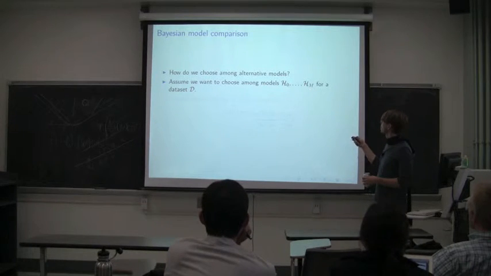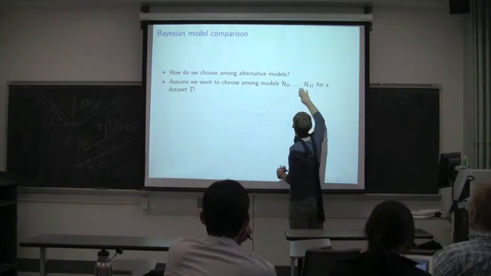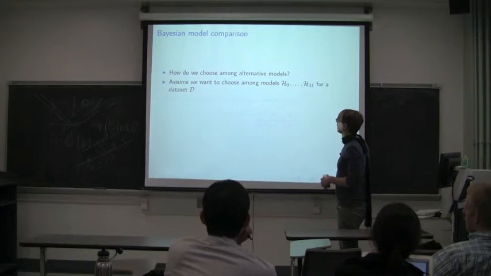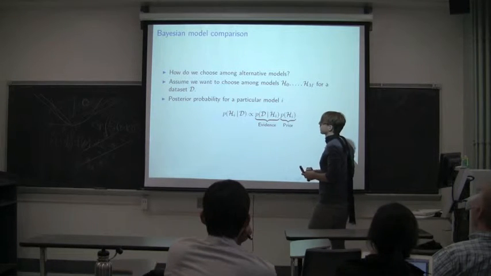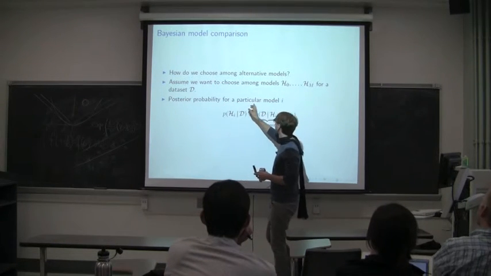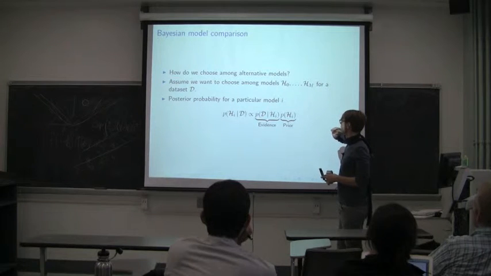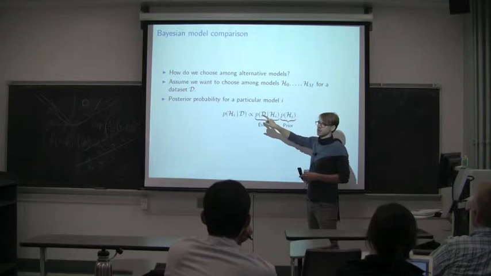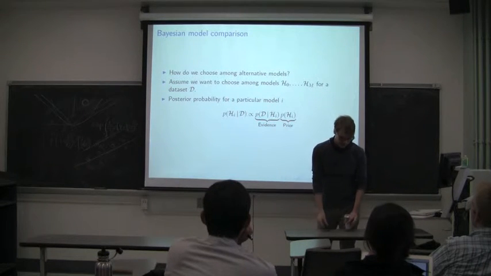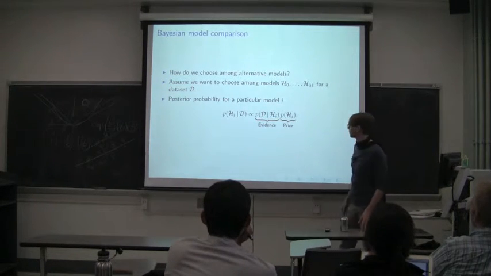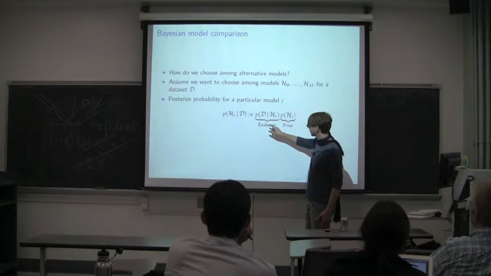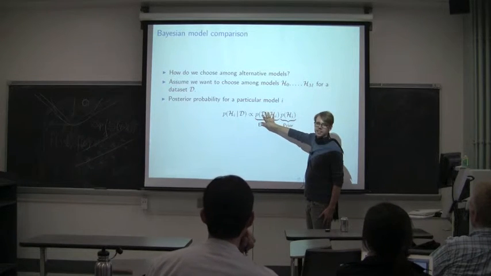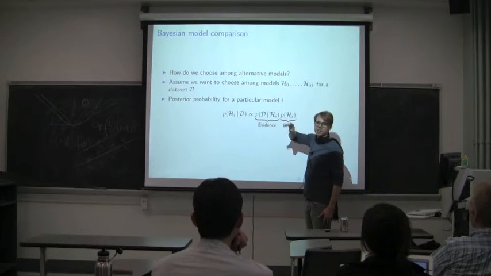Say we have a bunch of models, H0 to Hm, and a data set D. For each of those models, we can now compute the posterior probability of that model by computing not the likelihood of the data. Because the model has parameters, this is, under the model, the probability of the data.